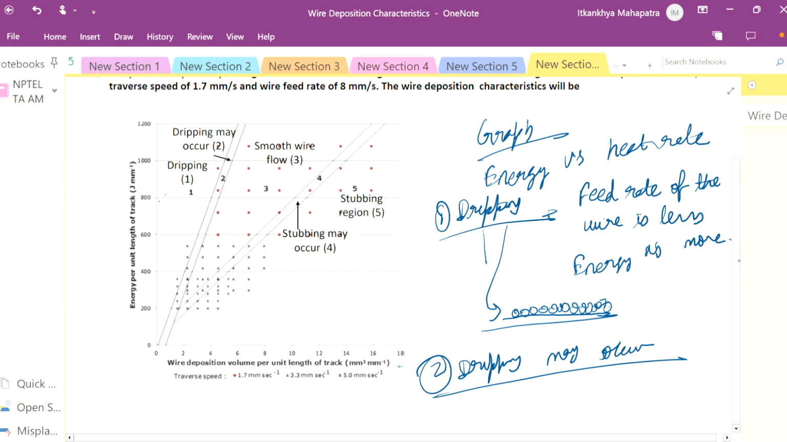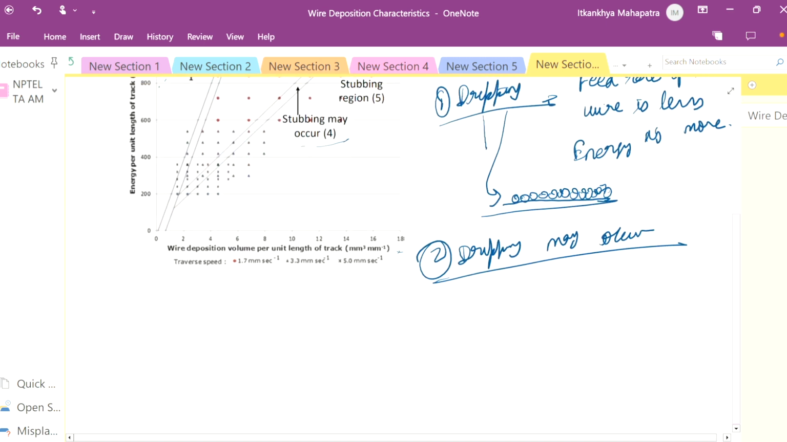Now, the third condition, which is smooth wire flow, is the desirable case. Now, the last is where stubbing may occur. The feed rate is very high, or not very high, but we have less energy. So to counter all these defects, we need a medium feed rate.